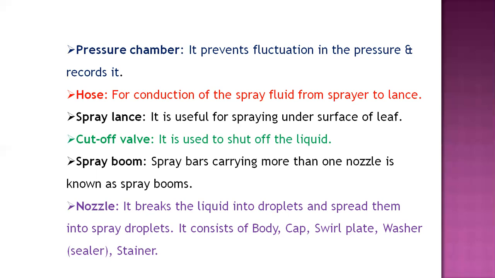The nozzle is a very important part of the spraying equipment, attached to it. It is used to break the liquid into droplets and spread them uniformly as spray droplets, and it consists of body, cap, swivel plate, washer or sealer, and lastly strainer. So these are overall the parts of a sprayer, generally used during pesticide application.